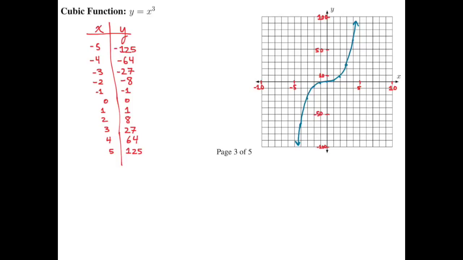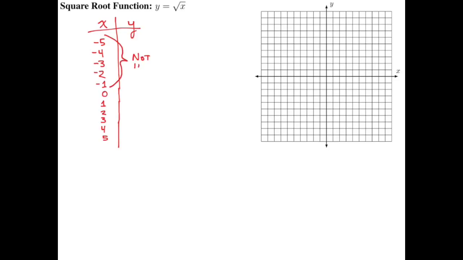Okay, next one. Square root function. Now here, x and y's, got a t-chart action. This time I listed all the x's first because something strange is going to happen. When you try to stick the negative x's in, you get a failure. So hopefully you didn't even try too hard, because the negative x's are not in the domain. You can't do a square root of a negative number.